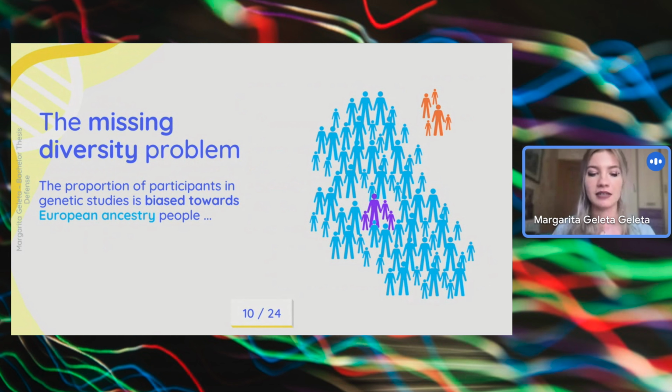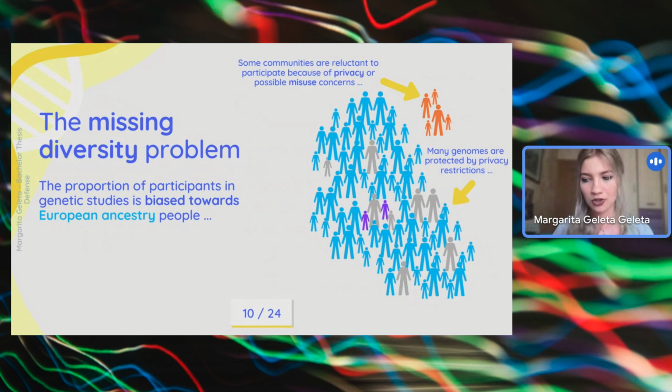In the public databases, the proportion of participants is biased towards European ancestry people. This is due to several factors, but an example is that some communities are reluctant to participate because of privacy or possible misuse concerns which have happened in history. Another problem is that many genomes from private databases are protected by privacy restrictions, and I couldn't share them with a collaborator from another laboratory because I may be breaking the law.